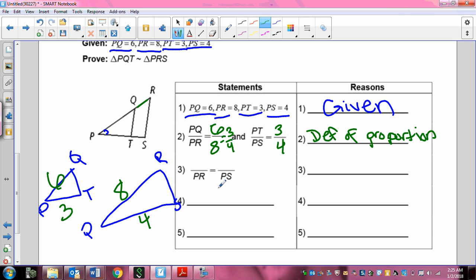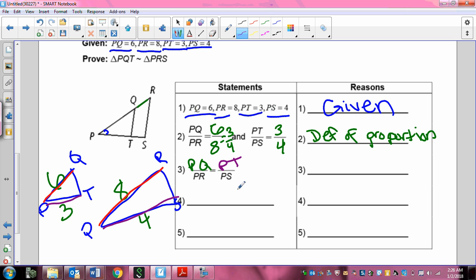All right, now it's asking us for P to R. What goes over P to R? This is this side right here, P to R. Well, that same side is P to Q. So if we're going to start with the left-hand triangle, we're going to say P to Q over P to R. I'll make them red. P to Q is 6 over P to R is 8 is equal to P to T, which I'm making the same color, P to T over P to S, right? So this is P to T.